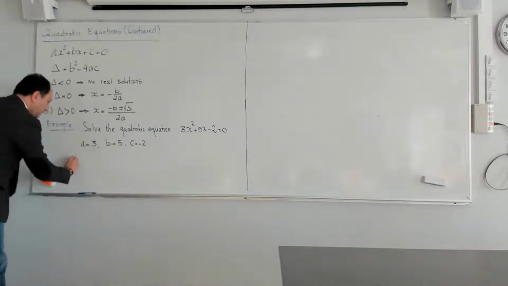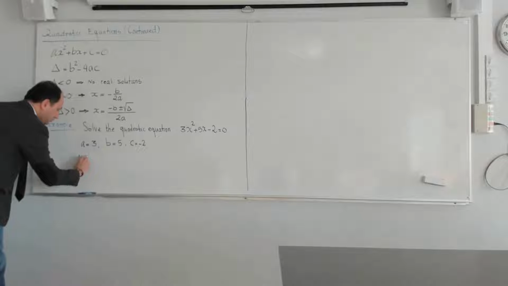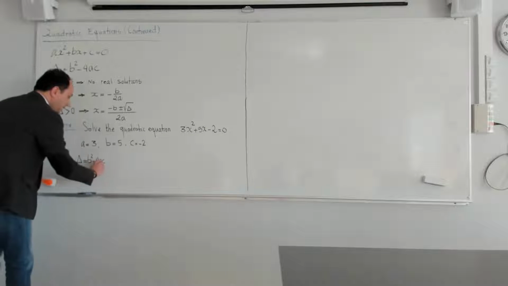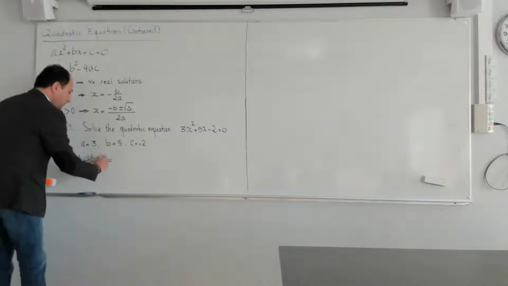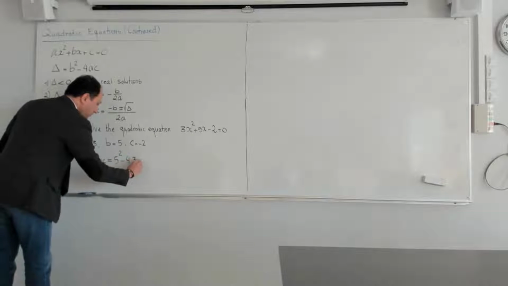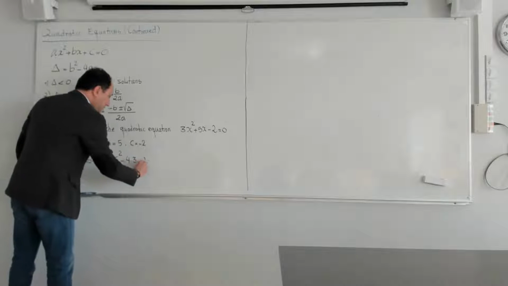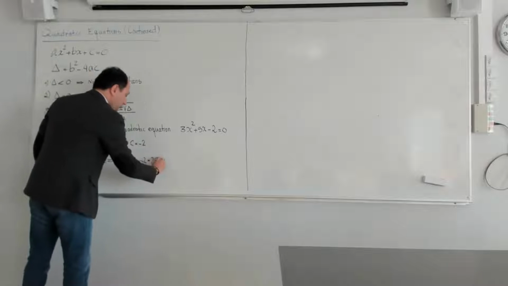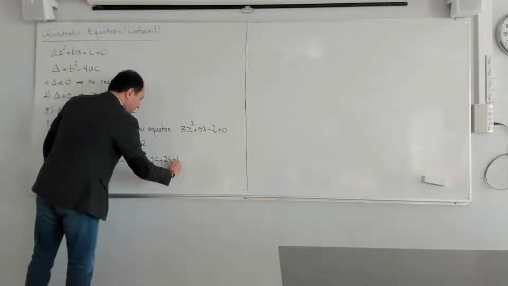Then I calculate delta by writing the formula. It's B squared minus 4AC. It becomes 5 squared minus 4 times 3 times minus 2. And the answer becomes 25 plus 24, which is 49.